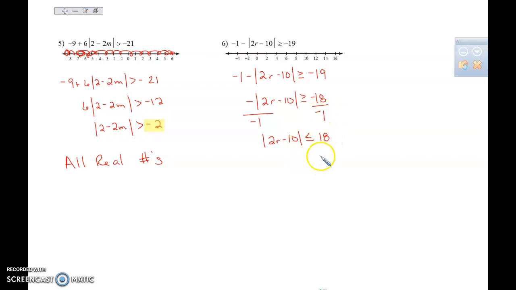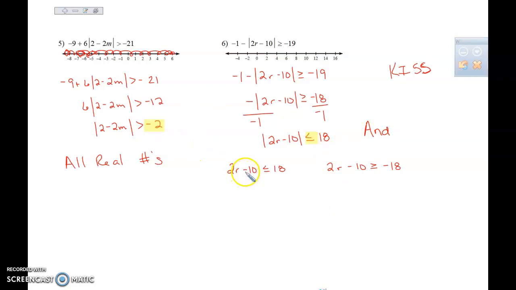Okay, so now once you get to this point, I have a positive value here. So that means I'm going to have to apply the KISS method. Remember, KISS, keep it, switch, switch. So you're going to take 2r minus 10, keep it the same. Then you're going to take 2r minus 10 and switch the sign and switch the negative. This symbol right here tells us that it is an and because it's a less than. So we'll see if this is a true and.